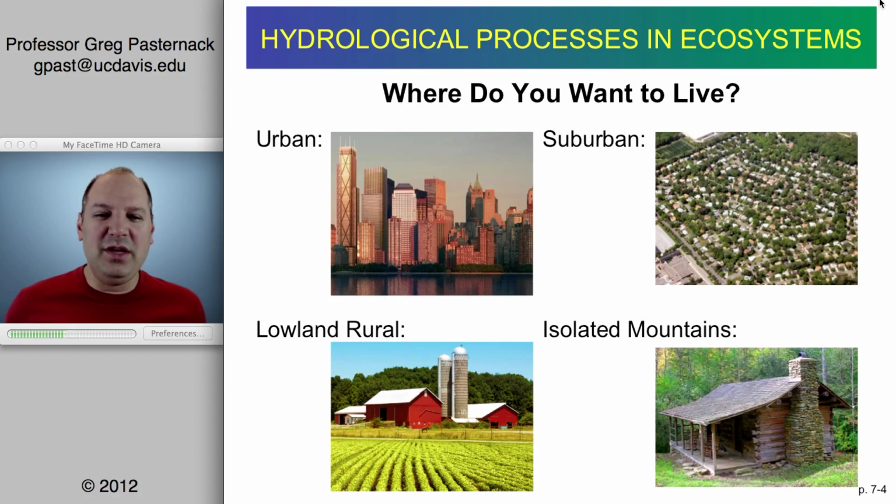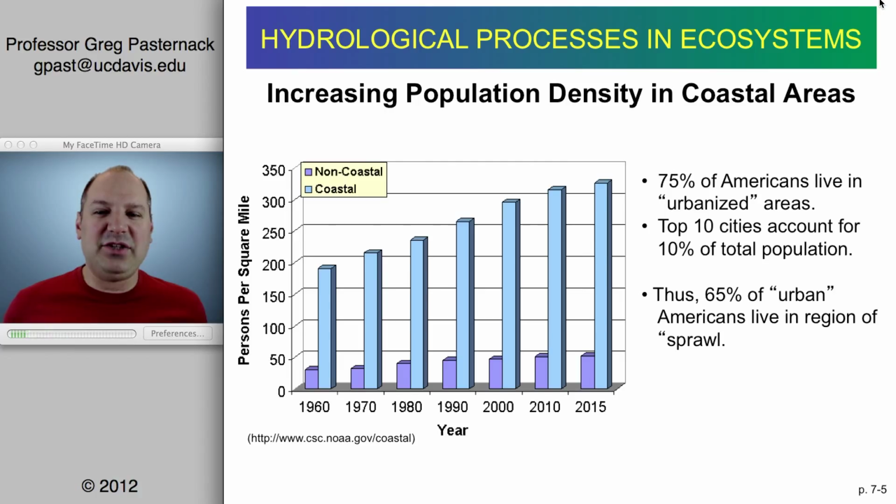And so, it really turns out that suburban is the main driver, and we can see that that's not only true in class, but that's true for the American population and people that are moving to the United States as a whole. So 75% of Americans live in what are broadly called urbanized areas. But the cities themselves only account for 10% of the total population of the United States. And that means that the vast majority of Americans, 65%, live in the region that we can think of as suburban sprawl, areas that have very low population densities.